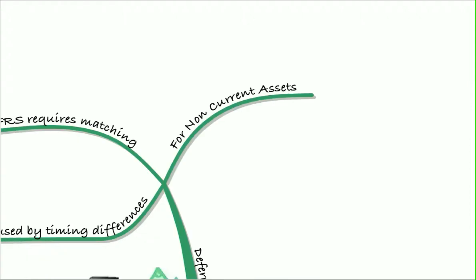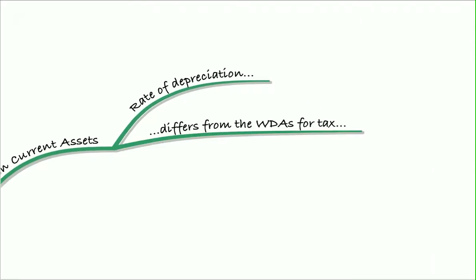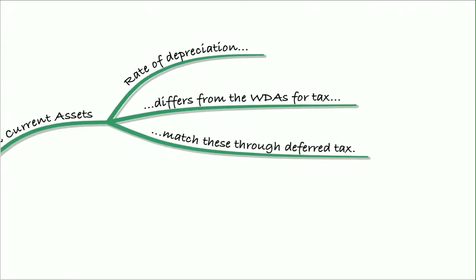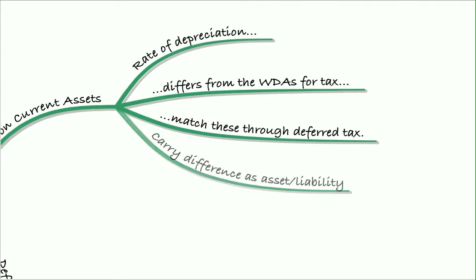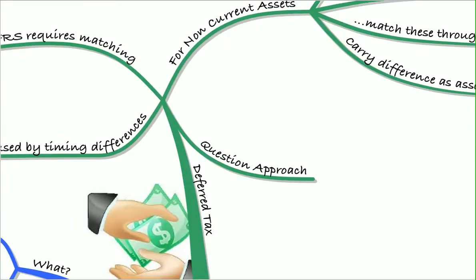Particularly, we're going to look at non-current assets. For non-current assets, sometimes the rate of depreciation will differ from the written down allowances which are allowable for tax purposes. We match these through deferred tax and we carry the difference as an asset or liability. So how do we go about doing this? Well, remember our question approach.